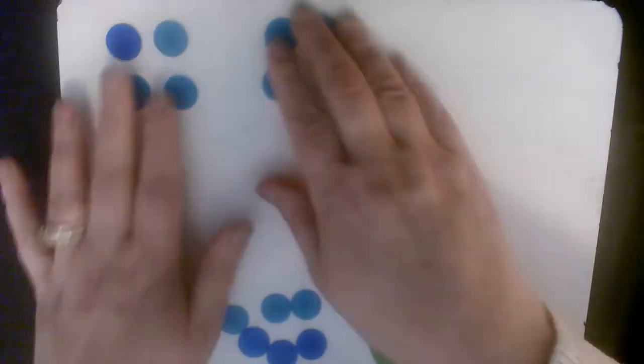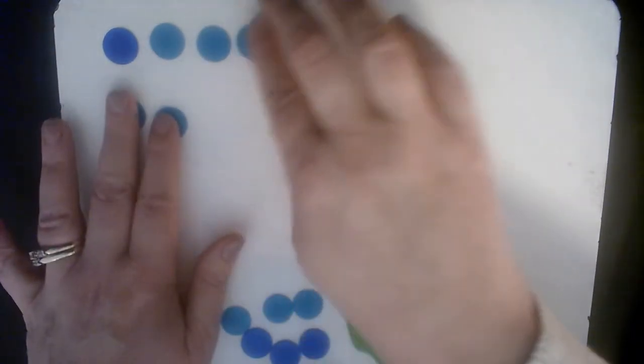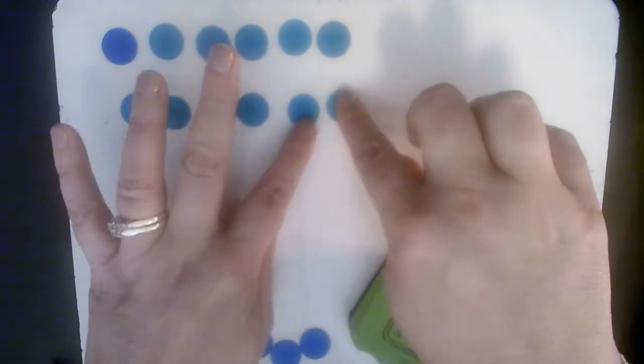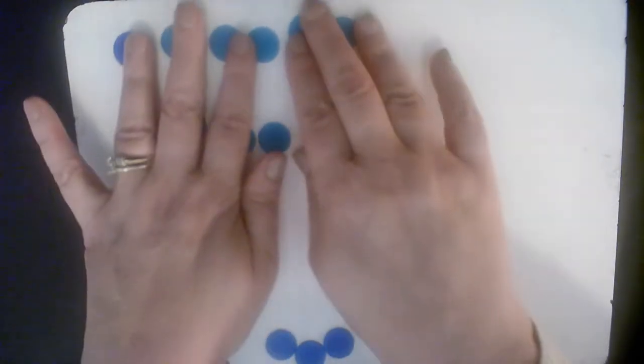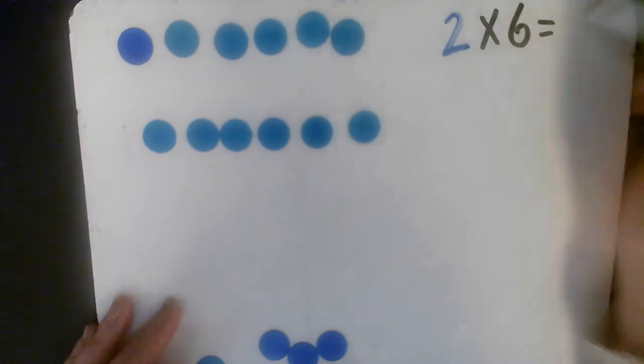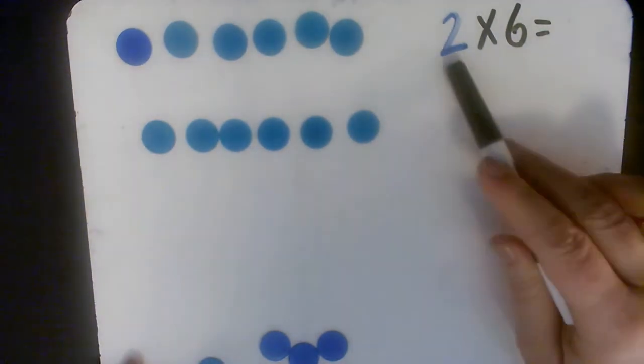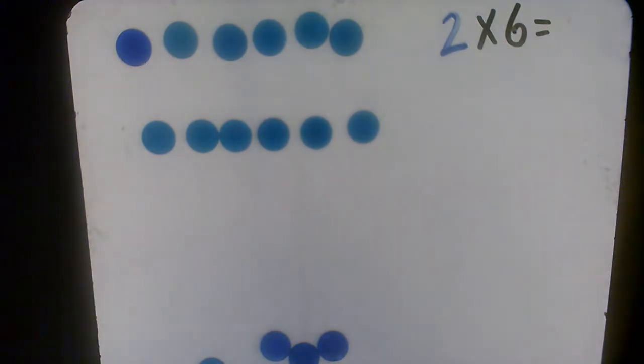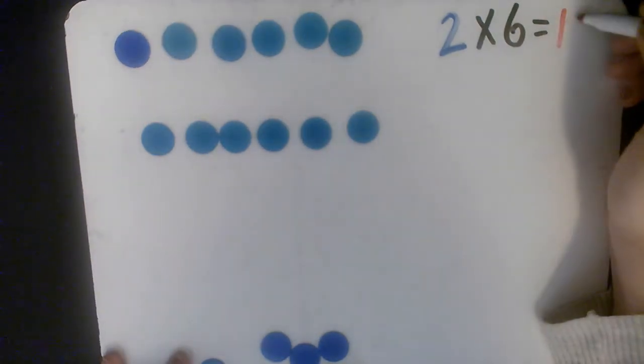Let's do two groups of 6. Okay, so I'm just making 2 rows of 6. I could have put these groups however. All right, so we've got 2 groups of 6 equals, we know that when we have 2, we can double the other factor. 6 plus 6 is 12.